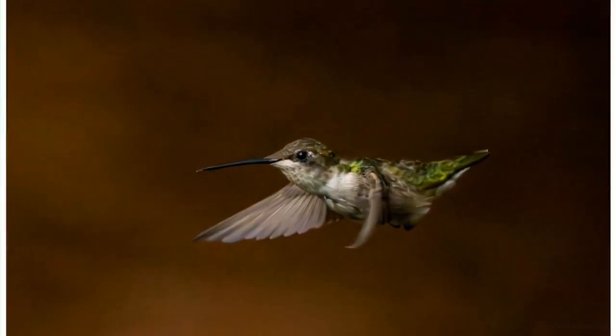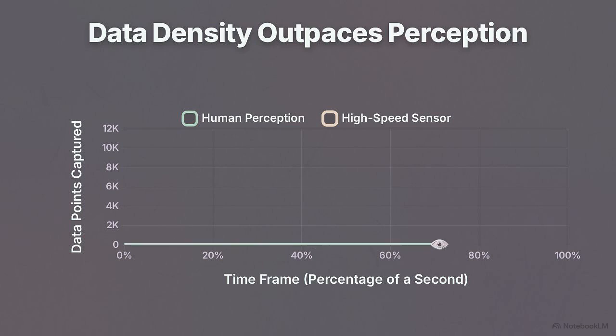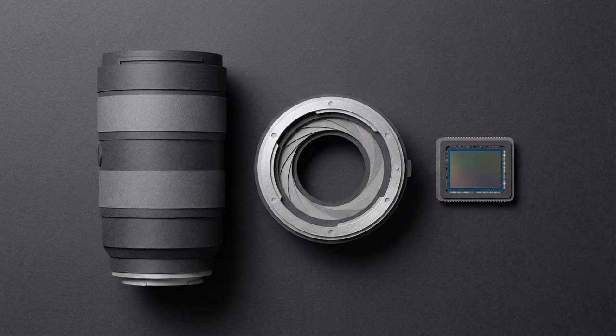This chart compares standard human visual perception against a high-speed camera sensor. To stretch a fraction of a second into proportionately slower motion, the camera must capture thousands of data points, where our eyes only capture a few. Isolating these fractions of a second requires highly specialized hardware.